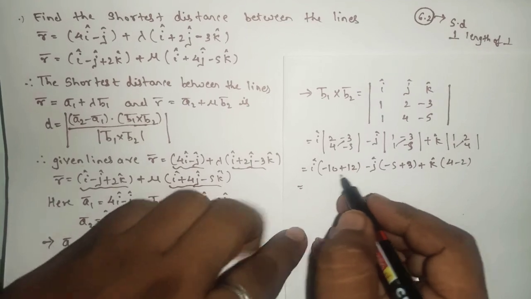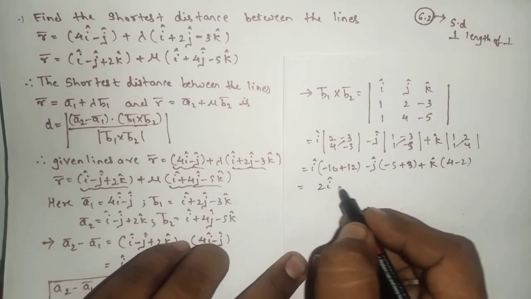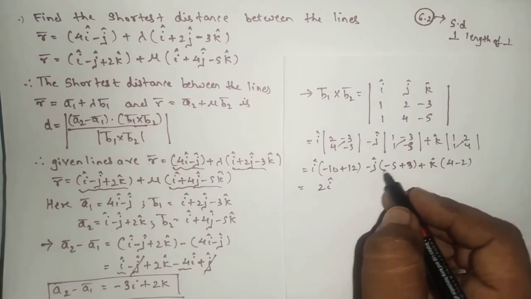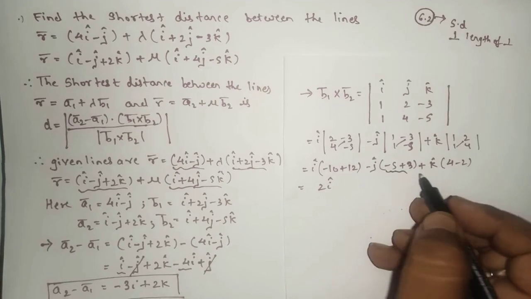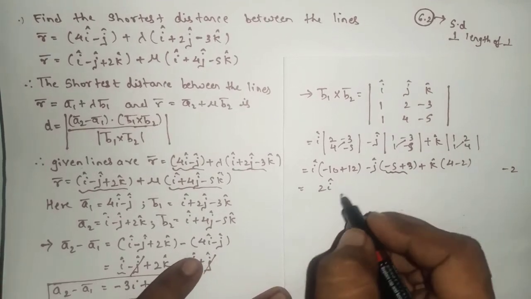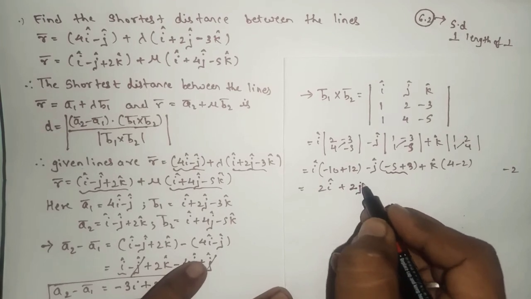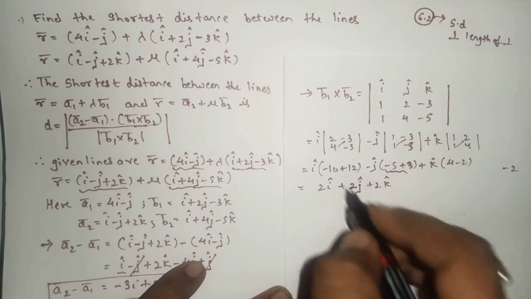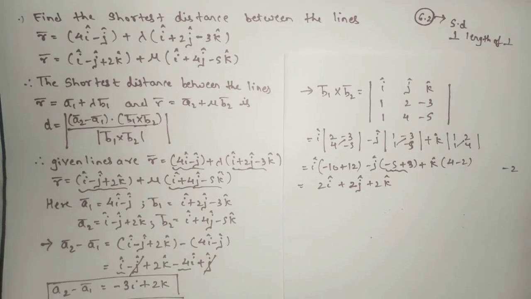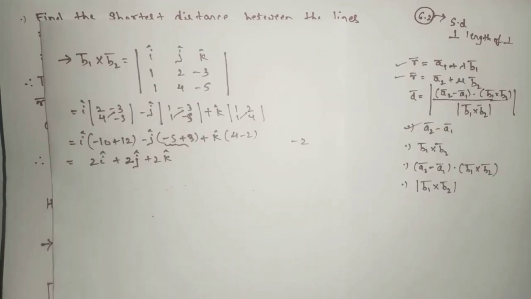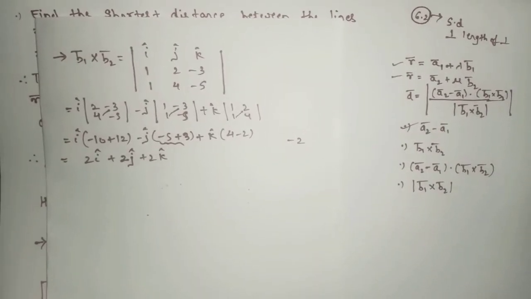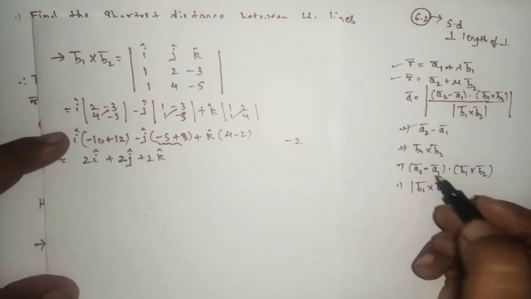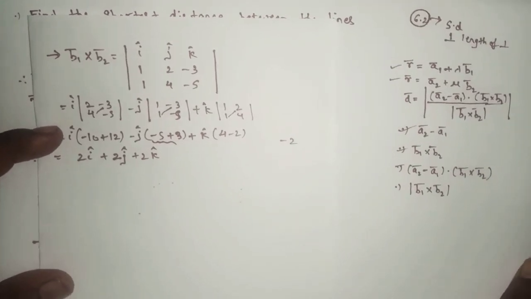So here, minus 10 and plus 12 will be 2i. Minus 5 plus 3 is minus 2, and minus and minus will be plus, so this will be 2j. 4 minus 2 is 2, so this will be 2k. So here we got the answer for the cross product between b1 cross b2. After that we have to find the dot product between these two parts.